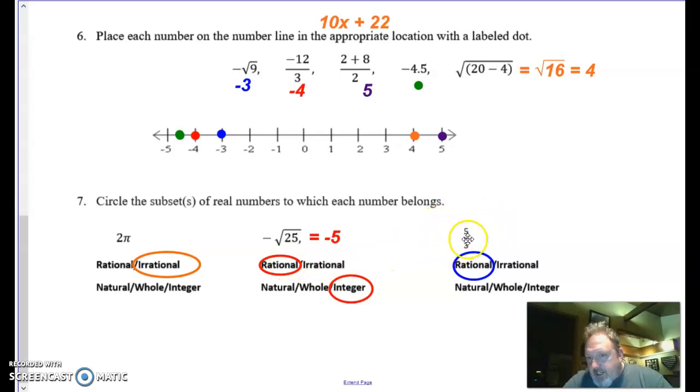5/3, it's a fraction. Anytime you have a fraction, that goes into the rational grouping, and it does not fit any of these, because none of these groups have fractions or decimals. So that's your quiz review, quick summation of that.